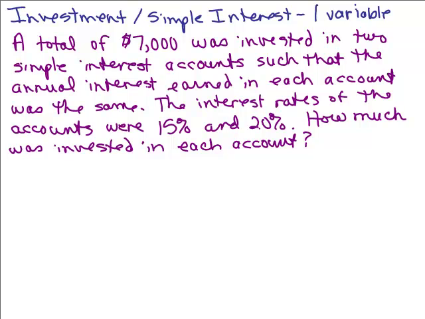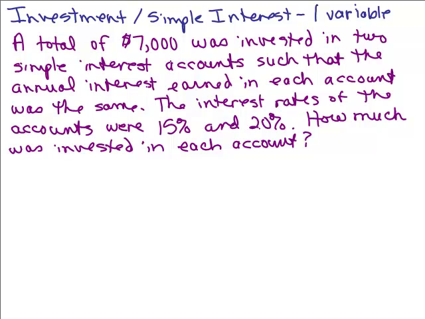We're going to do this investment simple interest problem and use one variable to solve it. A total of $7,000 was invested in two simple interest accounts, such that the annual interest earned in each account was the same. The interest rates of the accounts were 15% and 20%. How much was invested in each account?